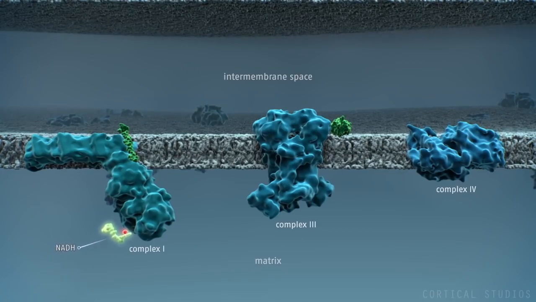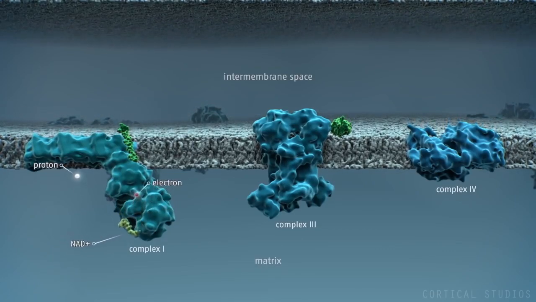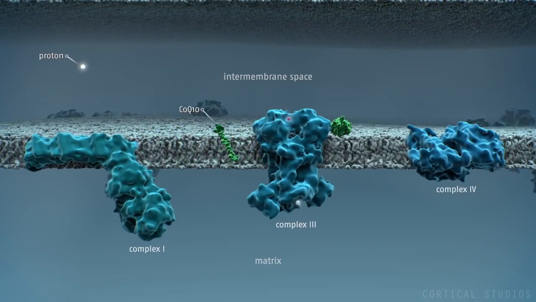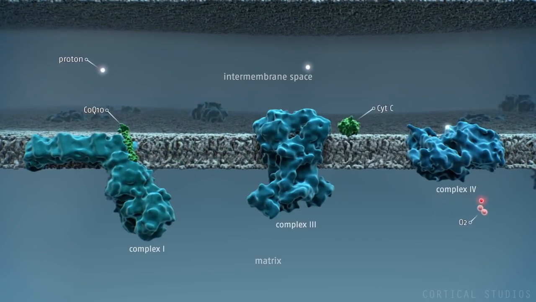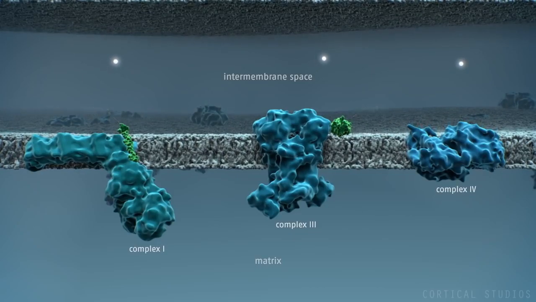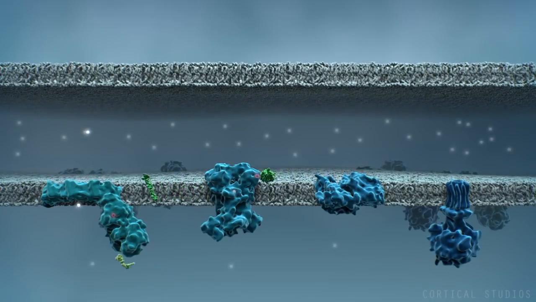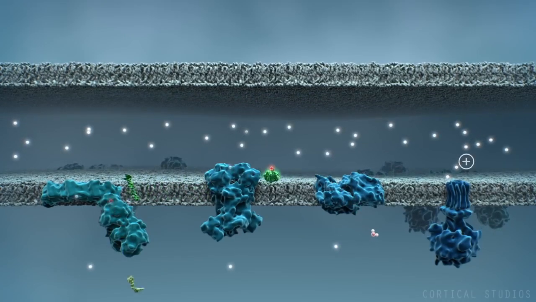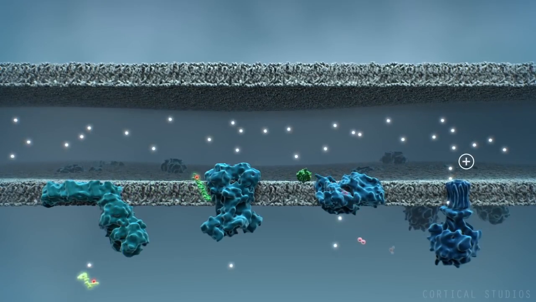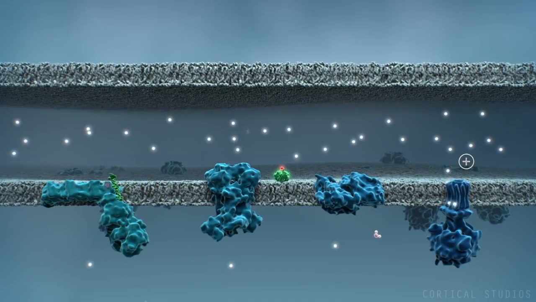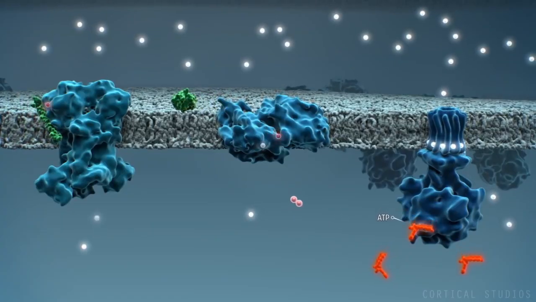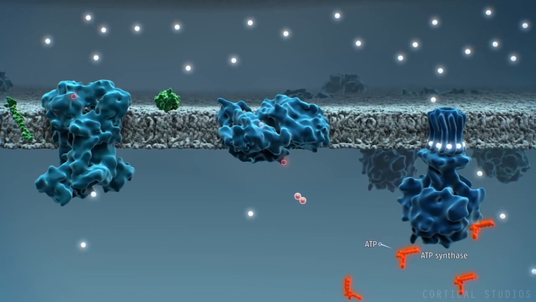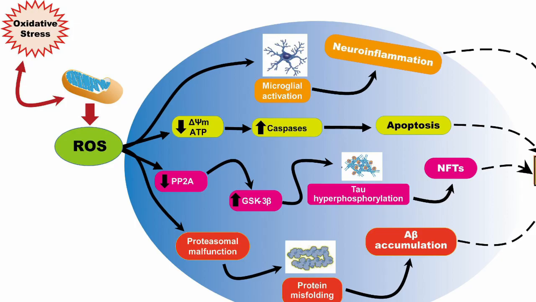ATP synthase, also known as complex 5, is a protein complex embedded in the inner mitochondrial membrane. It acts as a molecular machine that uses the proton gradient to generate ATP. As protons flow back into the mitochondrial matrix through ATP synthase, they release energy that is used to convert adenosine diphosphate and an inorganic phosphate into ATP through a process known as chemiosmotic coupling.